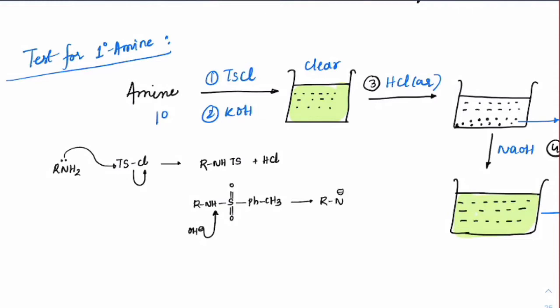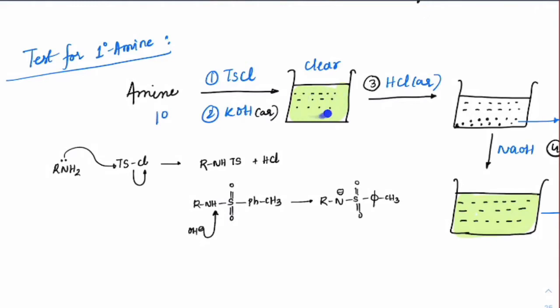This RN minus, S double bond O, and this is PhCH3. Usually, this is how we can write Ph. So this is an ionic form, so it gets completely dissolved in the aqueous KOH or NaOH which we are taking. Now that makes a clear solution.